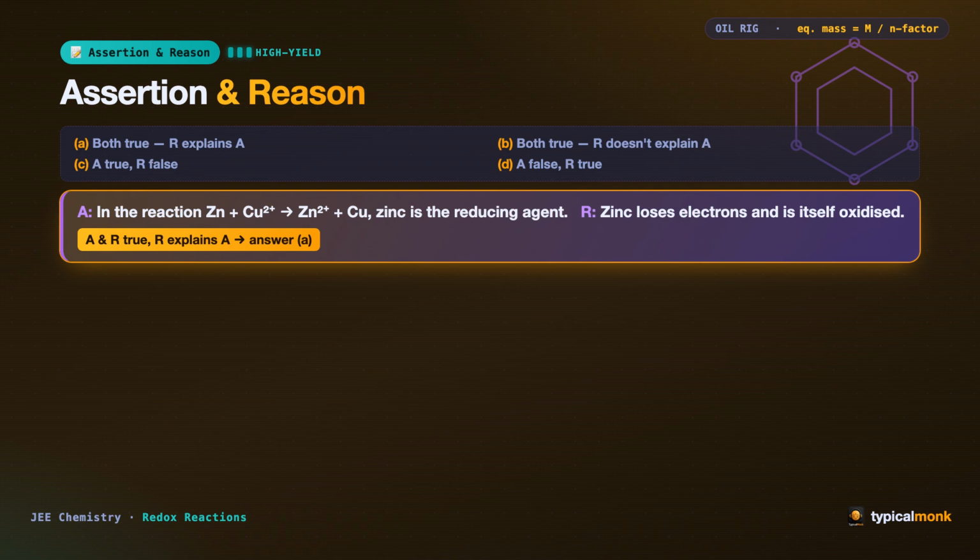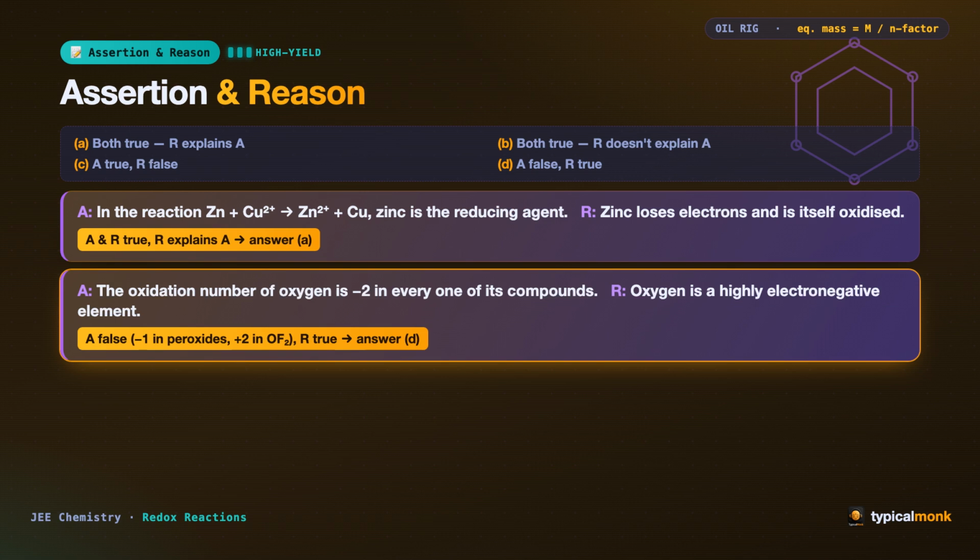For each pair, are both true, and does the reason explain the assertion? First pair. Assertion, in the reaction zinc plus the copper ion, zinc is the reducing agent. Reason, zinc loses electrons and is itself oxidized. Both are true, and the reason directly explains the assertion. The answer is A.